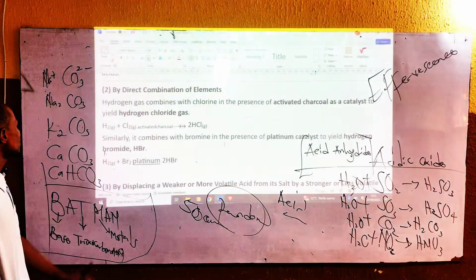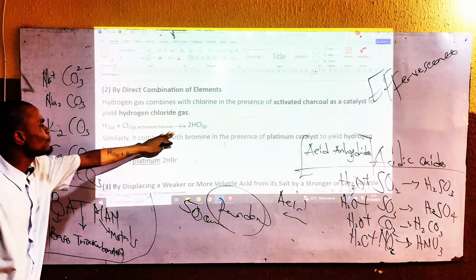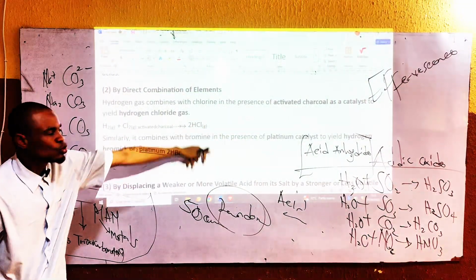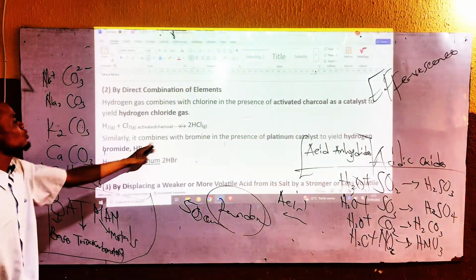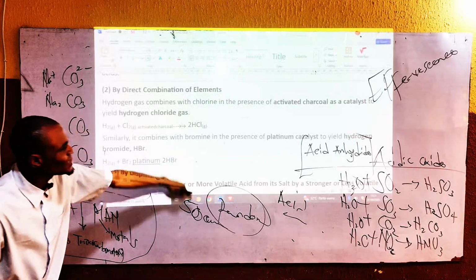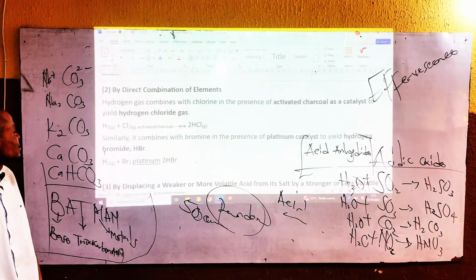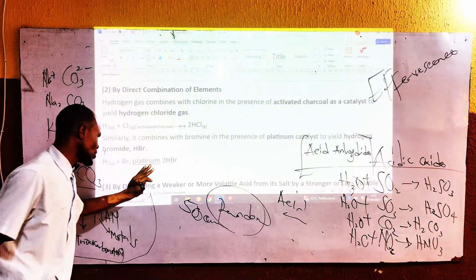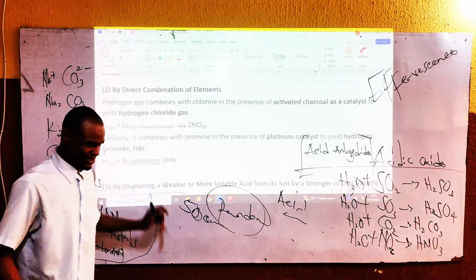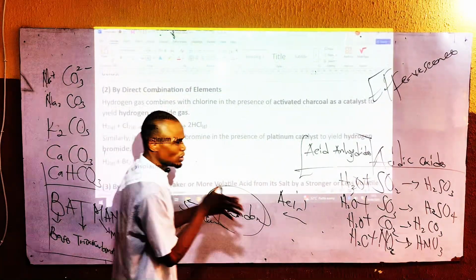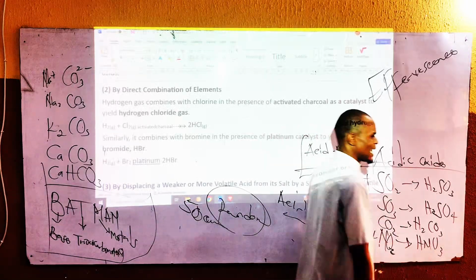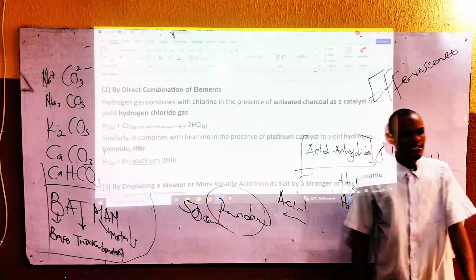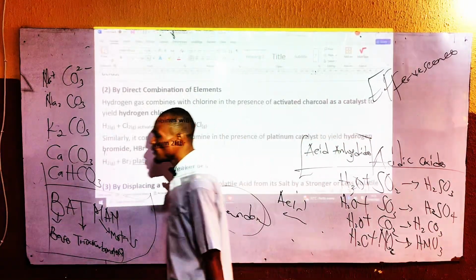Yes, sir. Here it is now: H2 plus Cl2 gives hydrogen chloride gas. Similarly, combine bromine with hydrogen in the presence of a platinum catalyst to yield hydrogen bromide gas. Hydrogen bromide gas dissolves in water to form hydrobromic acid.